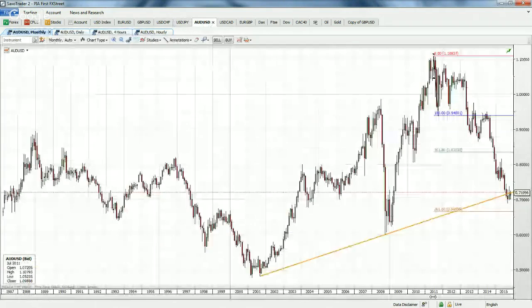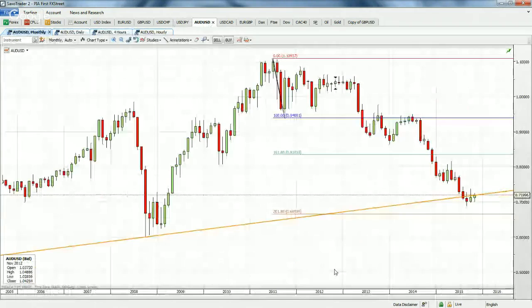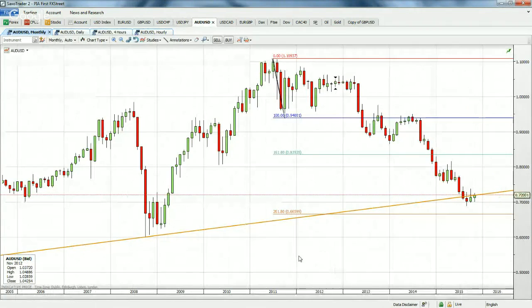The bias is still bearish. If we look to the monthly, there is nothing to suggest on the monthly chart that the bias should be flipped to the upside. We've got a 261.8% extension level at 66.60. We broke the trend of higher lows, and all we've done is try to test and close back above that level and failed for the last 2 months.